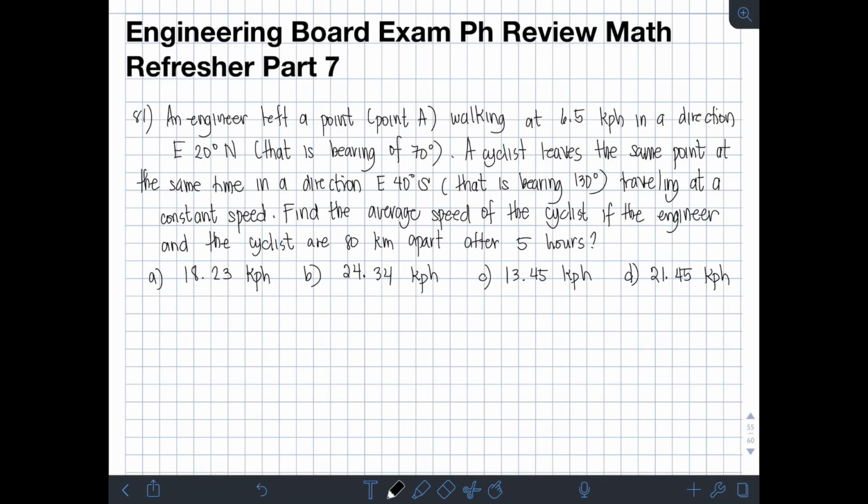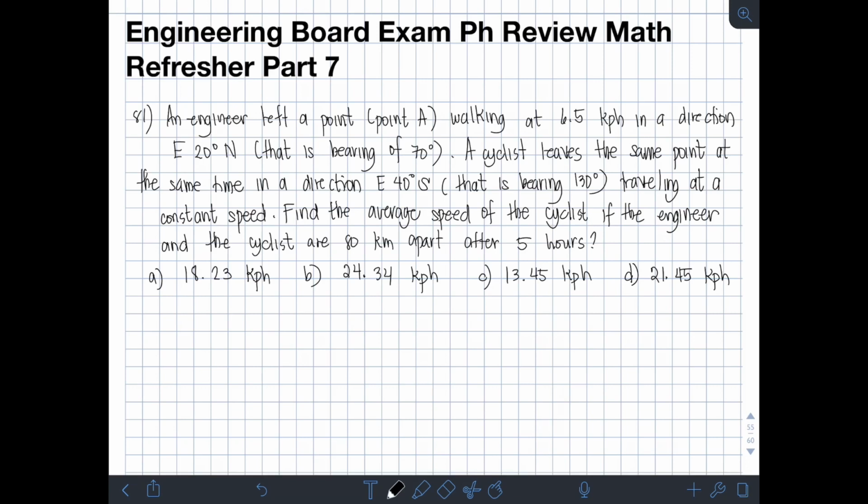Okay, so this time ay magre-review ulit tayo for Engineering Board Exam which is Math Refresher Part 7. Okay, so magsasagot ulit tayo ng sets of questions. So sa Part 6 ay nag-end tayo sa item number 80. Let's start with item number 81.